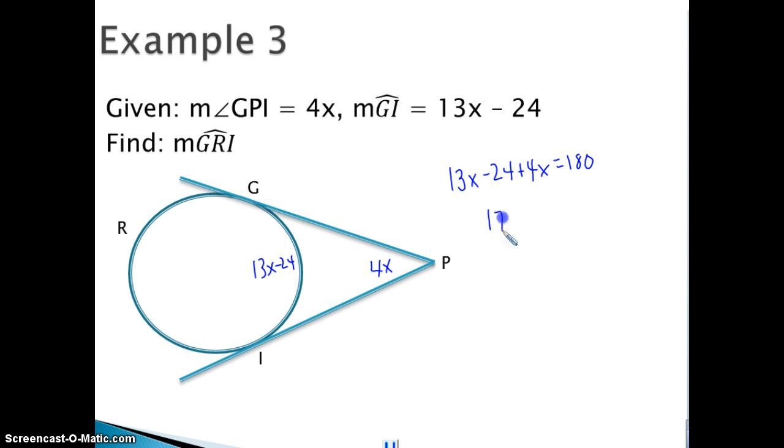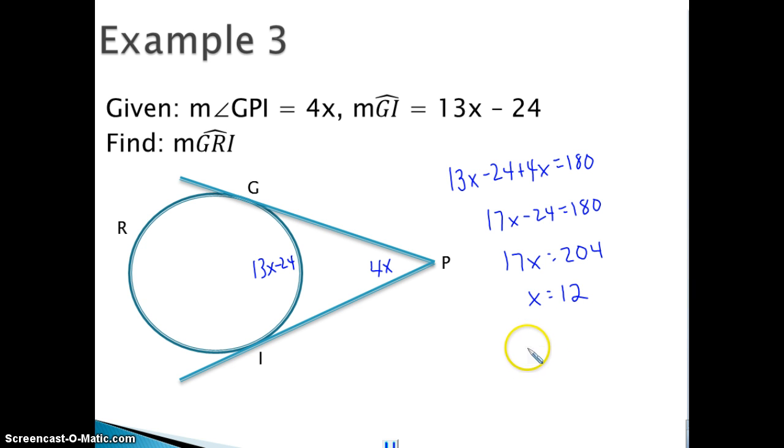Combining like terms, I have 17x minus 24 equals 180. I'm going to bring 24 over to the other side. And then I want to find out what x is equal to. So if I take 204 divided by 17, that's going to give me 12.